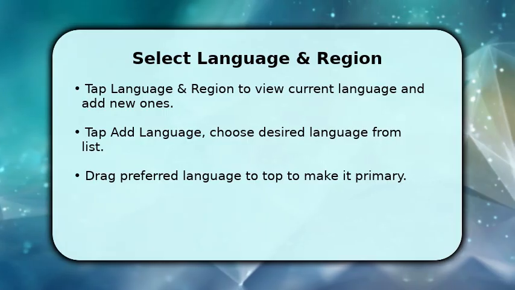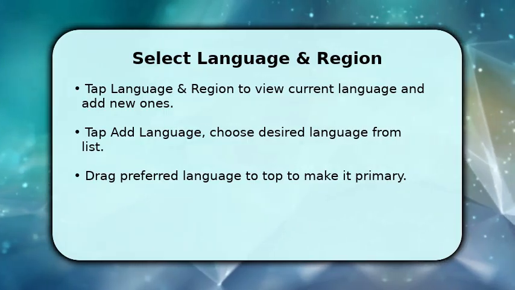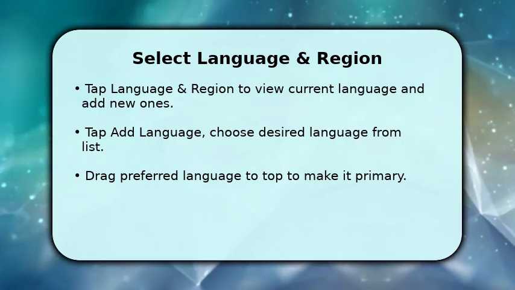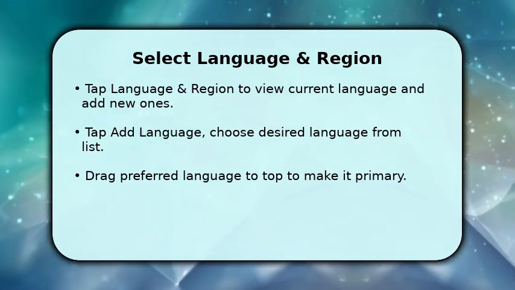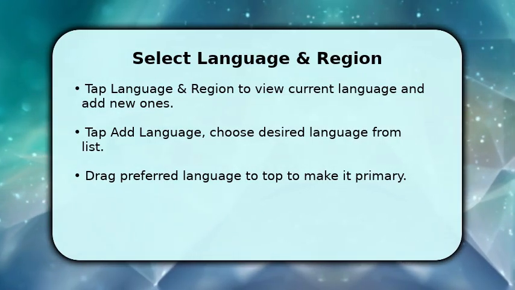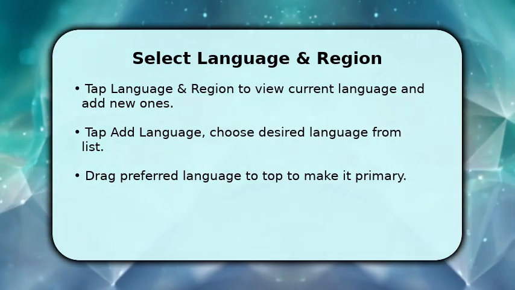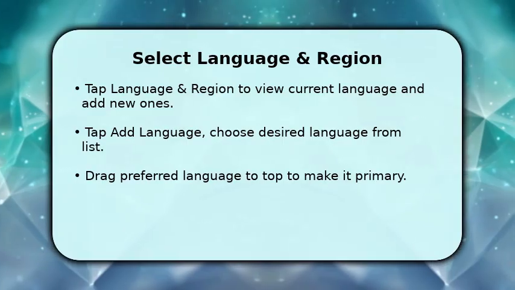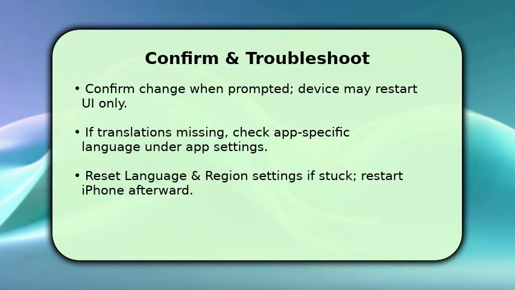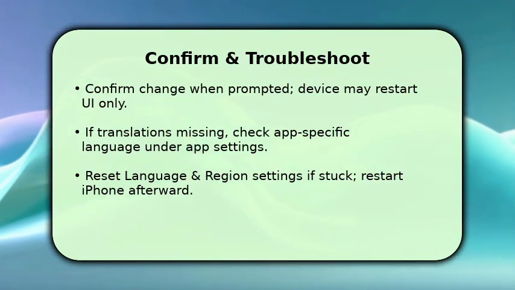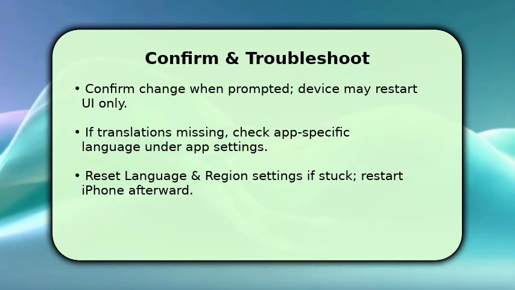Once the language appears, drag it to the top of the list to set it as primary, or tap it and confirm use. Doing this updates app text, keyboard suggestions, and regional formats so the phone matches your preference across the system. Finish by confirming the language change when prompted. The interface reloads and may briefly appear to restart while preserving your data.